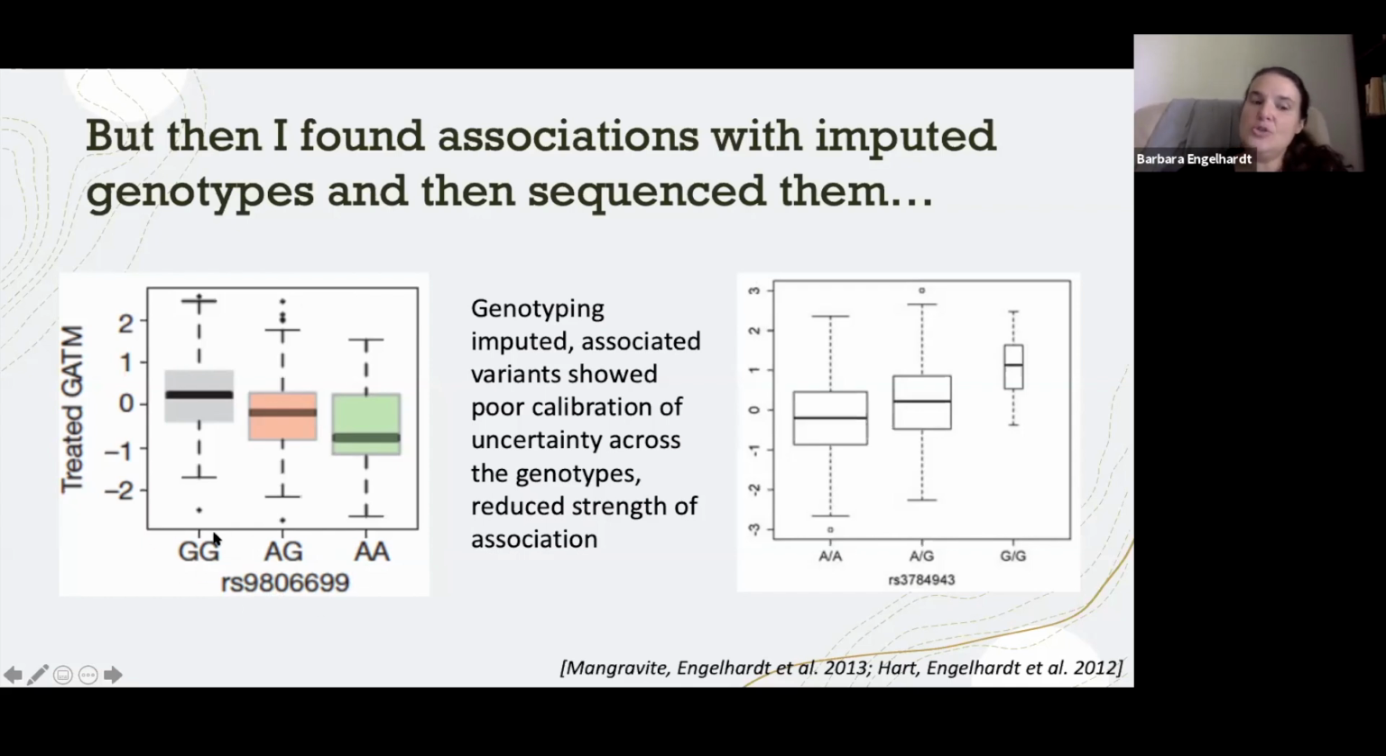And here's 2 Gs, which is the non-mutated allele. And here's one version of the mutated allele, an A and a G. And here's 2 versions of the mutated allele, AA. So for these different 3 genotypes, we see that the values of gene expression of this particular gene, GATM, decreases in a very nice linear way. There are obviously big old error bars there, but the idea that is hidden in this graph is that we imputed some of these values of the genotype.